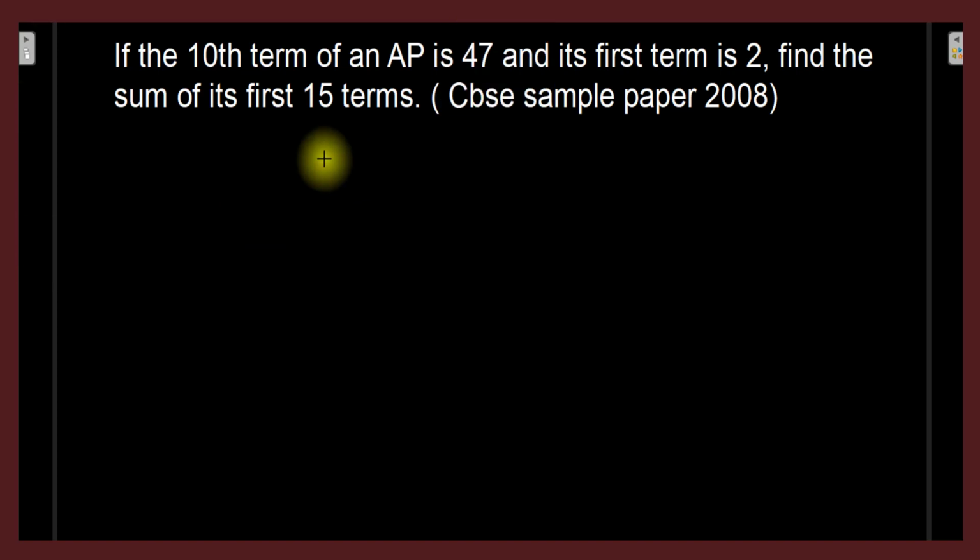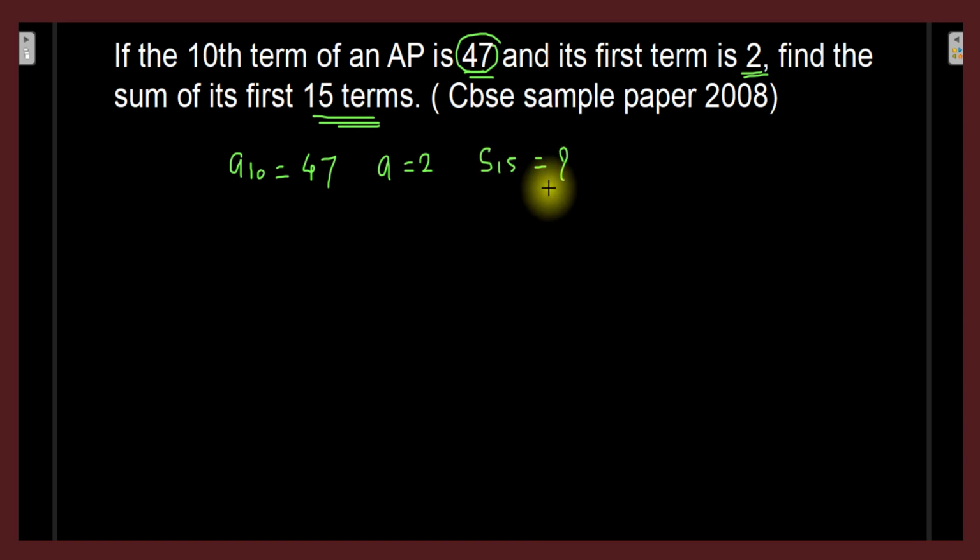The question is that if the 10th term of an AP is 47 and its first term is 2, find the sum of its first 15 terms. It is given that the 10th term is 47, that is A10 is given as 47, and it is also given that the first term is 2, so a is equal to 2, and we have to find the sum of the first 15 terms, that is S15.